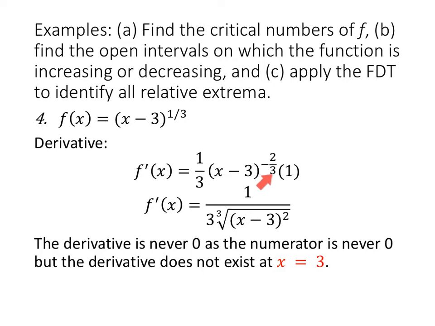The denominator of my exponent is my index. The numerator sticks with the value, x minus 3 all squared, the cube root of that. 1 in my numerator. I know that this derivative is never equal to 0 because the numerator is never equal to 0. The derivative does not exist at x equals 3, but 3 is in the domain of the original function, so something's going on at x equals 3.